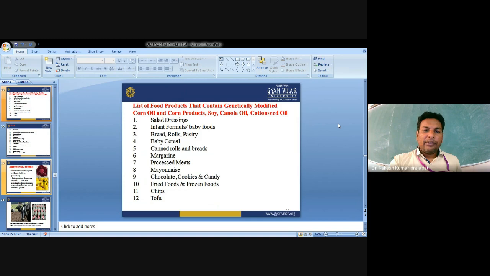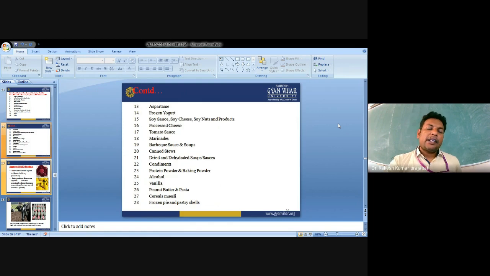Salad dressings, infant formula, baby food, bread, rolls, pastry, baby cereals, canned rolls and breads, margarine, processed meat, mayonnaise, chocolates, cookies and candy, fried foods, frozen foods, chips, tofu, aspartame, frozen yogurt, soya sauce, soya cheese, soya nuts and products, processed cheese, tomato sauce, Mirinda, barbecue sauce, soup, canned soup, dried dehydrated soup, condiments, alcohol, vanilla. All these are GM food products.